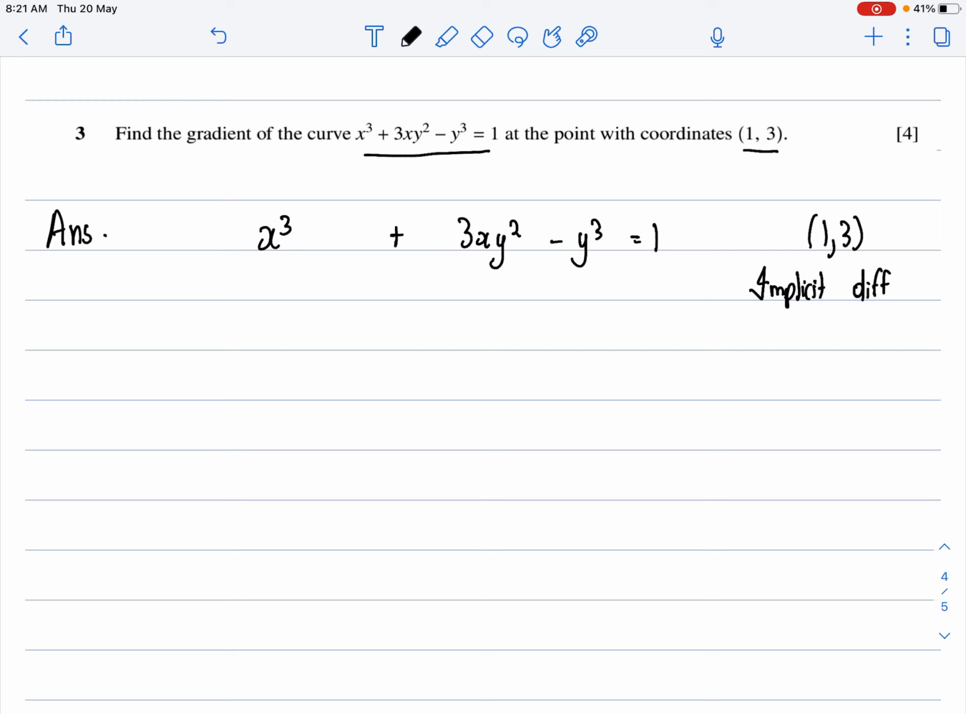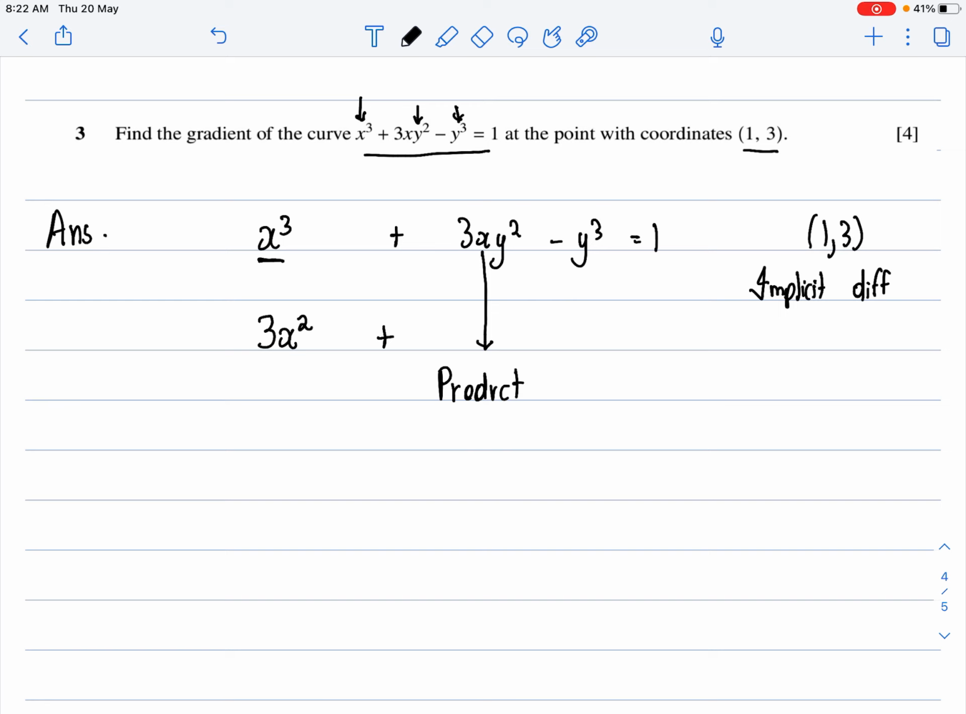The easiest way to identify a differentiation like this is, if you see two different letters, that means it's implicit differentiation. Now let's start the process of differentiation. First I differentiate x cube, which is simply 3x square, basic differentiation, plus now here I need to use something called the product rule.